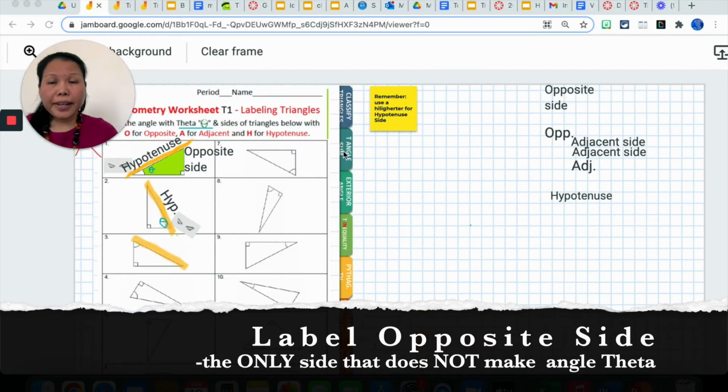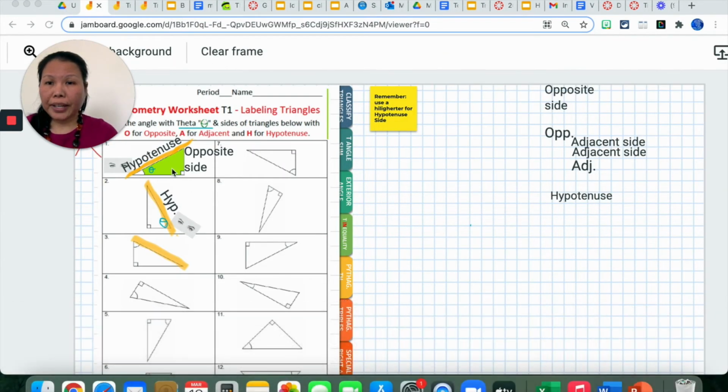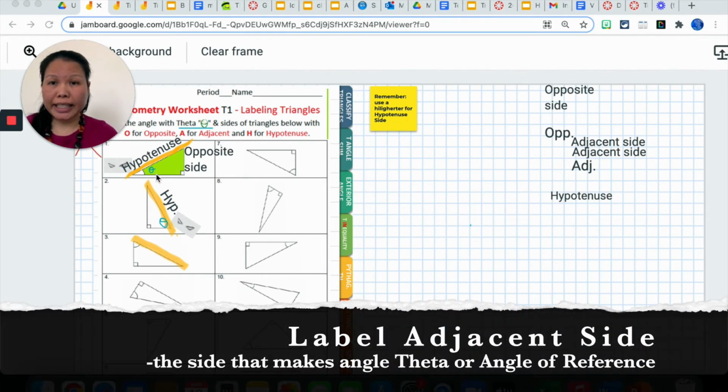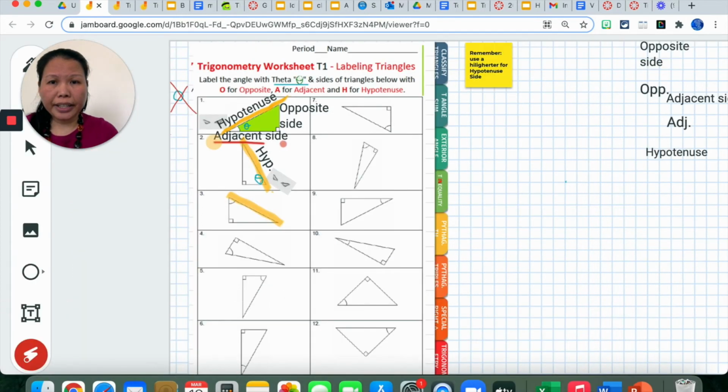The last side that we don't have for this triangle number 1 is the adjacent side. The adjacent side is a side that makes this angle. And you can see we have 2 sides that make the angle. One of them is called hypotenuse, so we don't call it adjacent. The other side, right next to the angle, the one below, is going to get the name adjacent side. It is going into the second box a little bit.